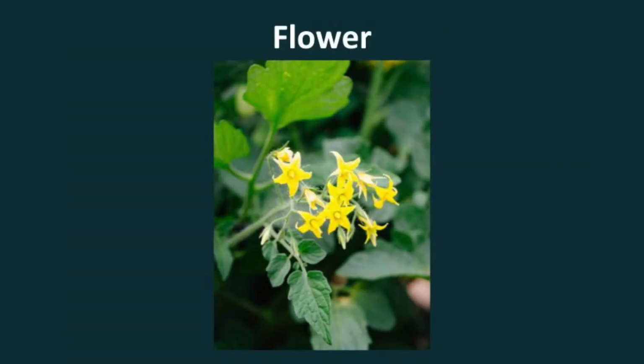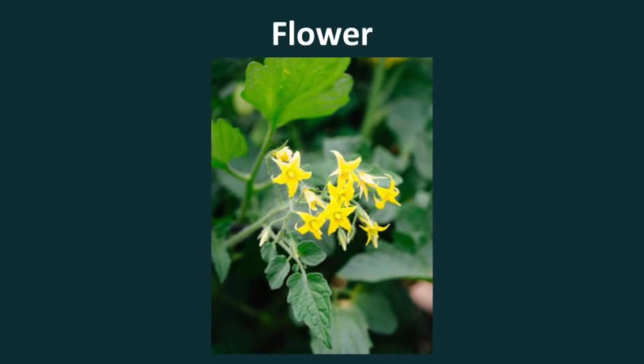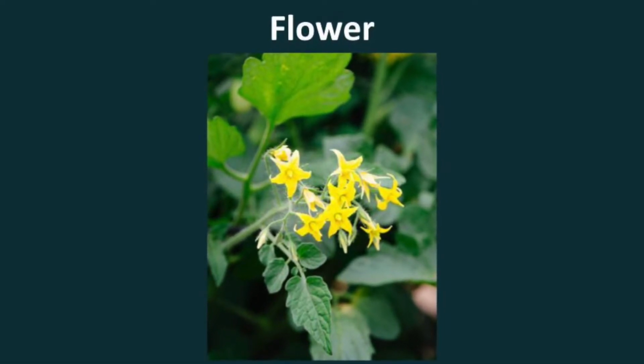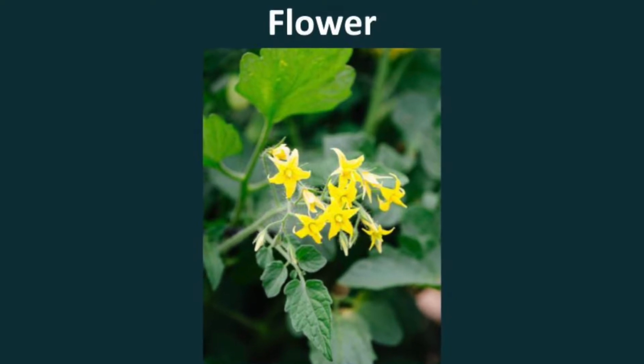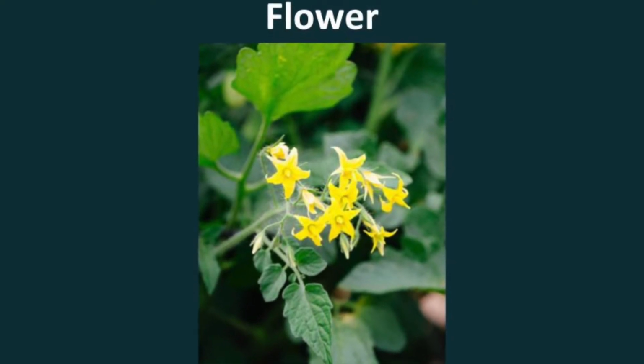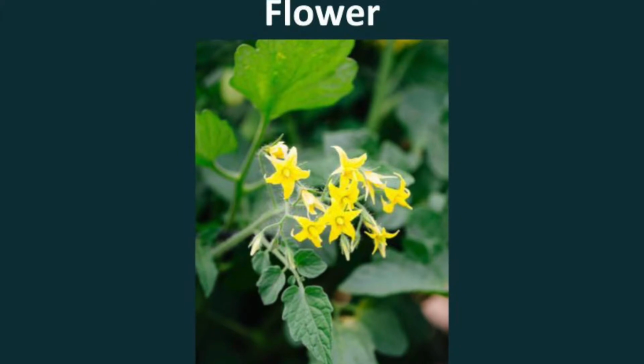The flower's primary purpose is reproduction. They are the site of pollination and reproduction of the plant with the help of pollinators. Pollinators include bees, butterflies, hummingbirds, and bats.